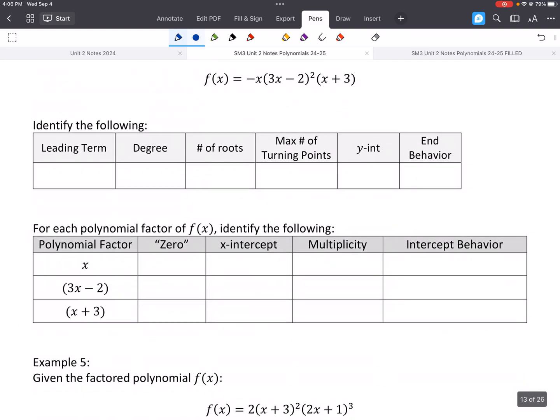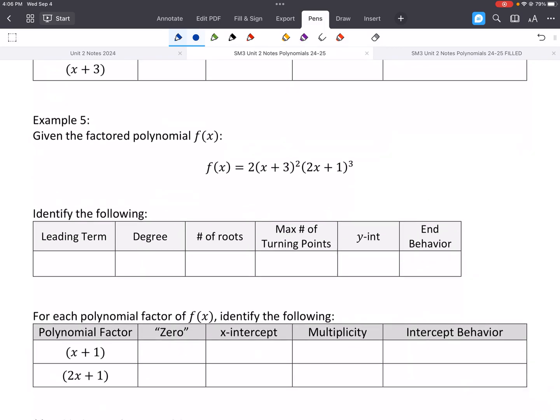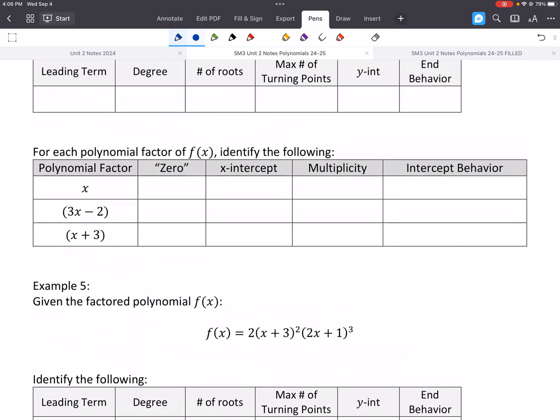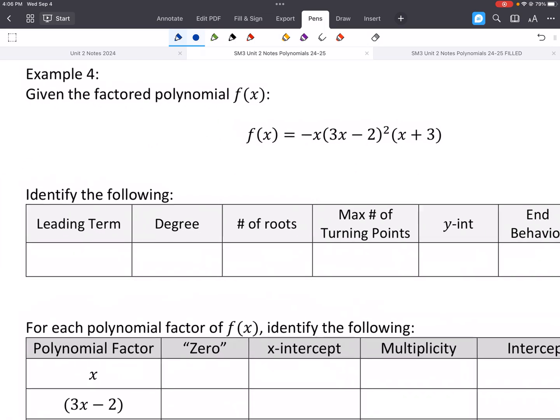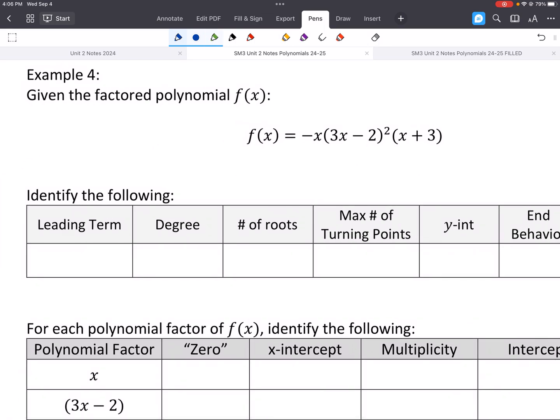All right, so that's pretty much it. We're going to do a couple of these examples, and then we'll be all done. I'd ask you to maybe pause at least for one of these and see how you feel before you get onto your homework. Okay, so leading term.